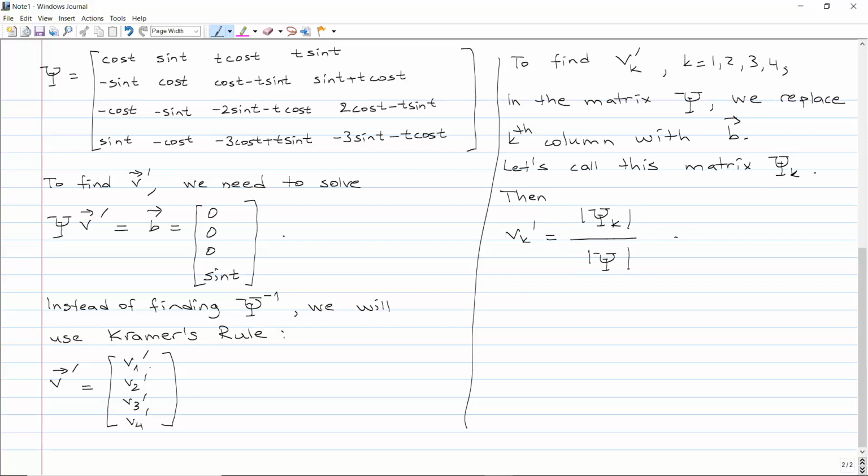So to find a component of your unknown vector, you replace the corresponding column of your coefficient matrix with the constant column on the right side of your system, evaluate the determinant, and you divide that determinant by the determinant of the coefficient matrix. So for this method, we need to evaluate 5 determinants.